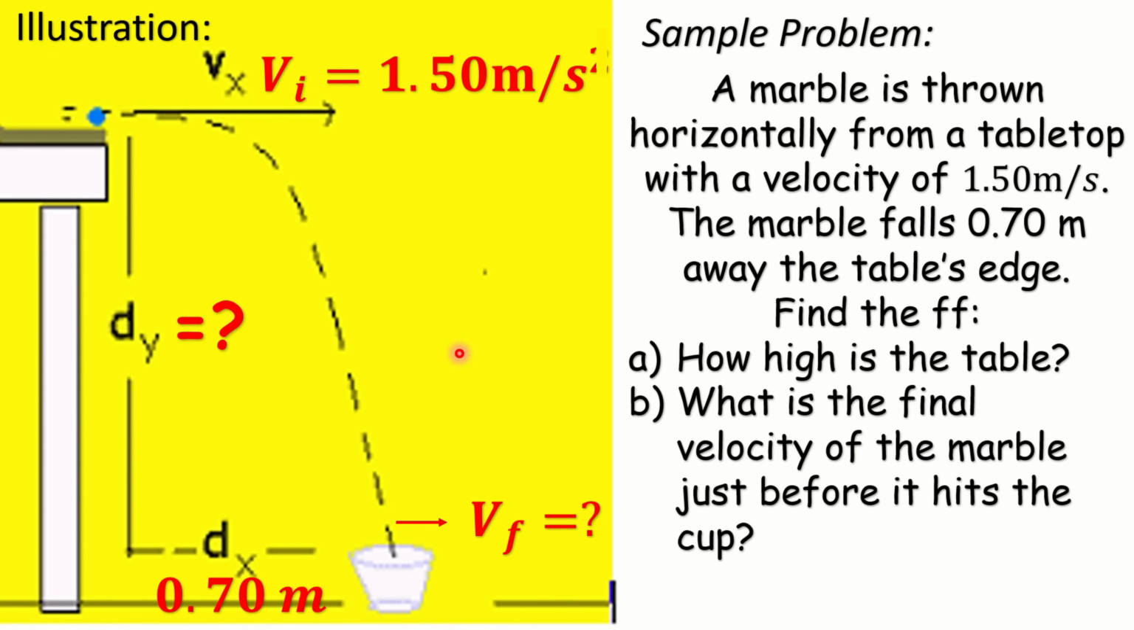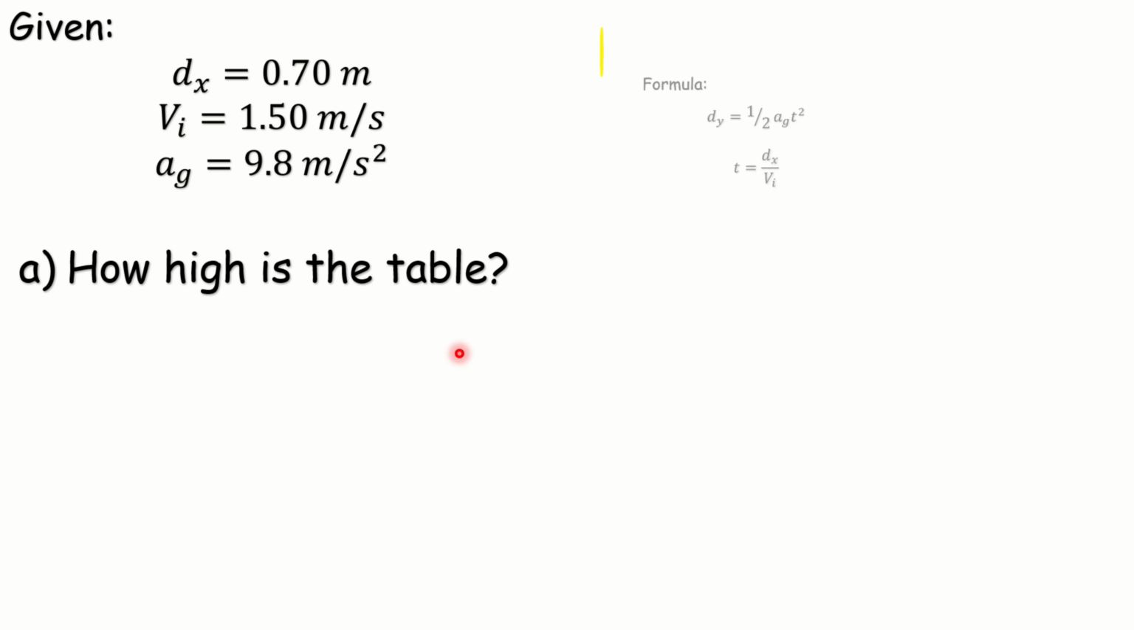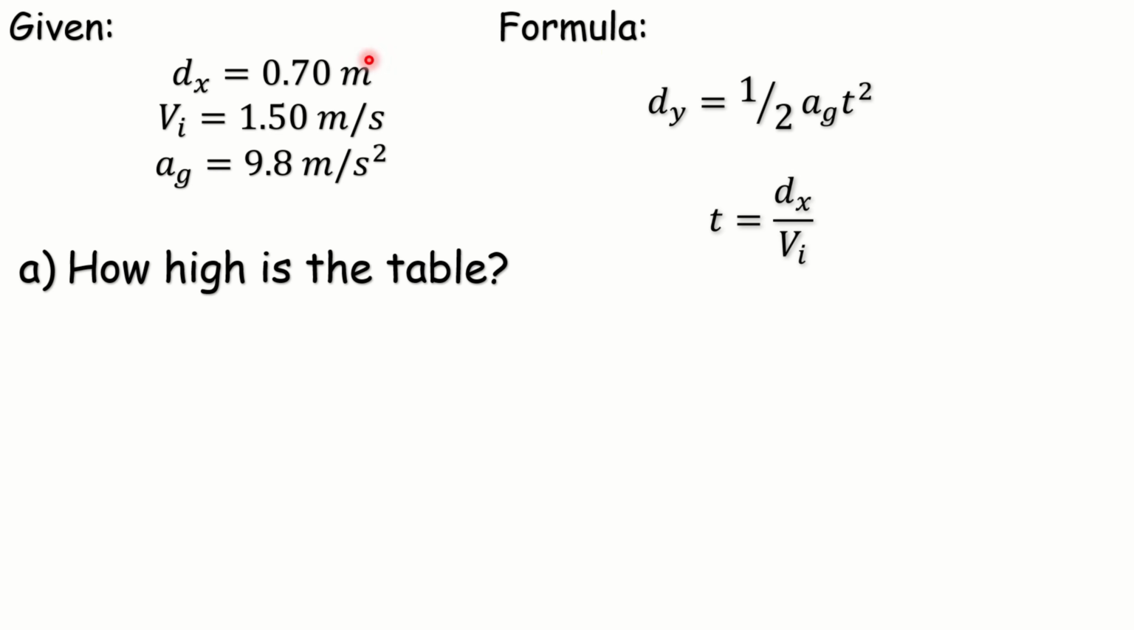Now, let us solve the problem. Here are the given and the formulas that we are going to use. Again, our given: the horizontal distance is 0.70 meters, our initial velocity is equal to 1.50 meters per second, and our acceleration due to gravity is 9.8 meters per second squared. To find the height or the vertical distance of the table, this is our formula: get 1/2 of the product of acceleration due to gravity and the square of time. As you can see, we do not have the value of time. Therefore, we need to get first the time to get the height of the table.